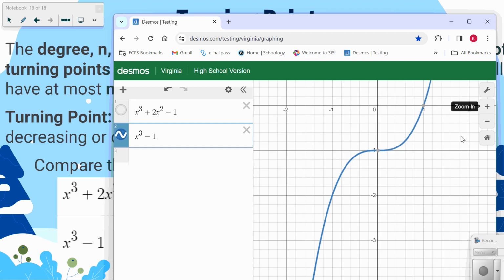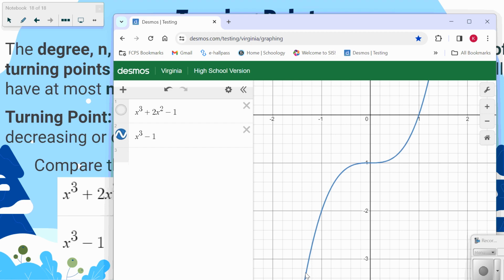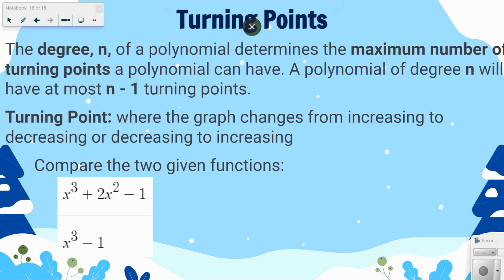I know it kind of might seem like that, but if you zoom in and follow along with your finger, what do you notice this graph is doing the whole time? It stays increasing. So if I stay increasing, do I ever turn or change directions? No. So will I have 2 turning points? No. So this turning point rule does not mean it will for sure have that many turning points. It means it can have up to that many.